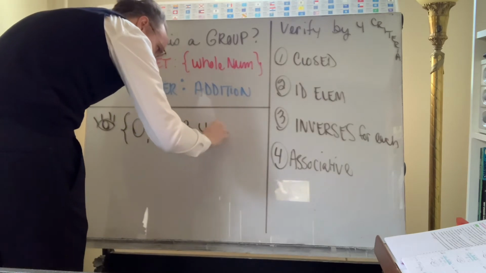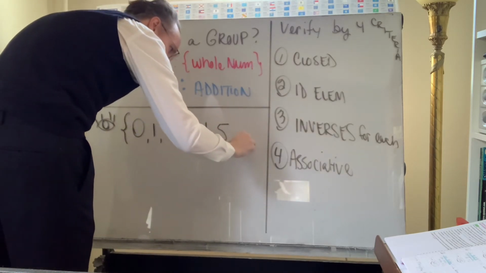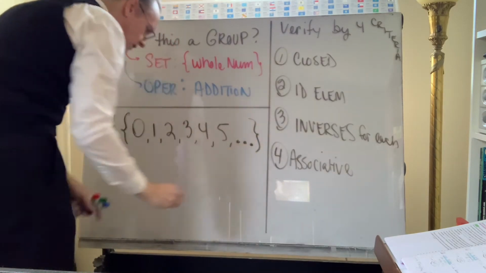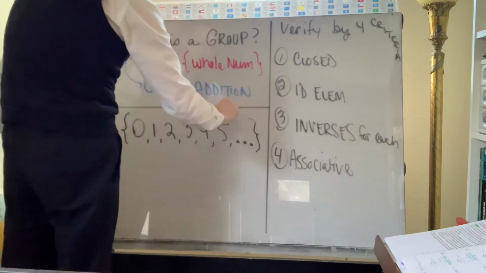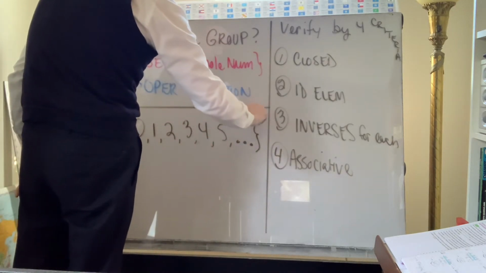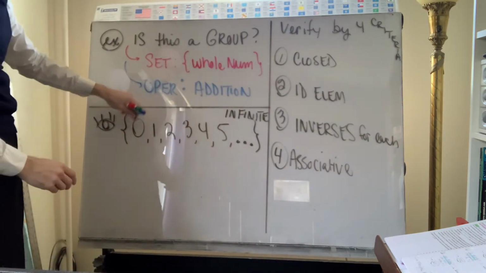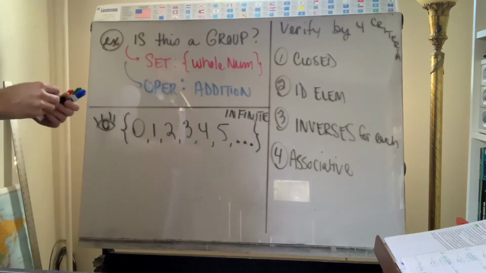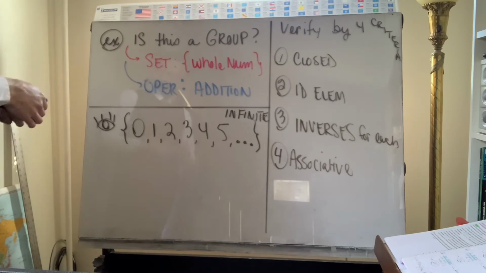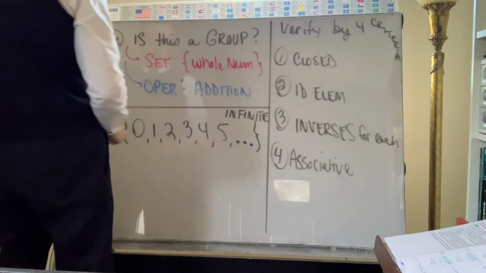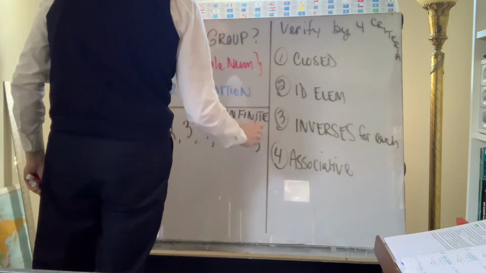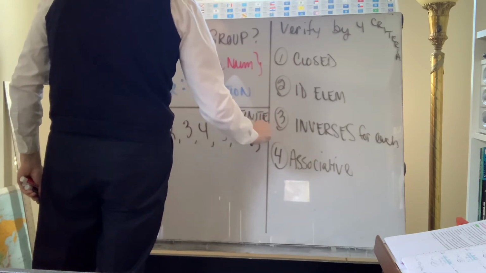All right, and we're going to have to include these ellipses because this is infinite. Okay, that's basically what it looks like: 0, 1, 2, 3, 4, and so forth into infinity. Right, and the operation here would involve addition somehow.